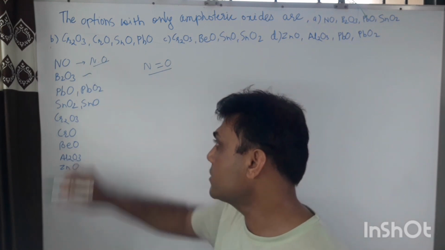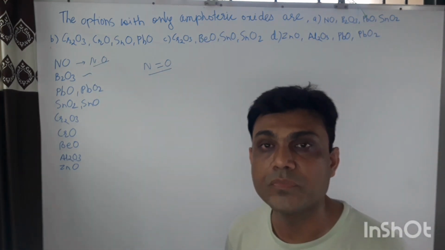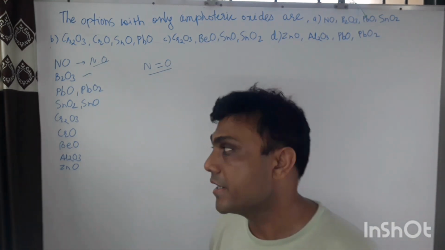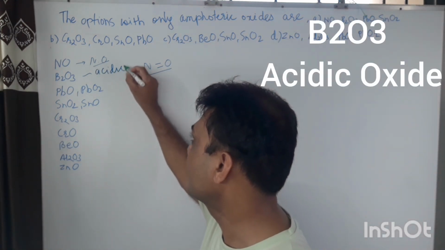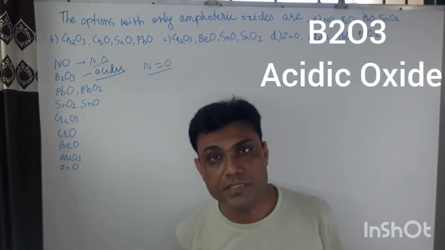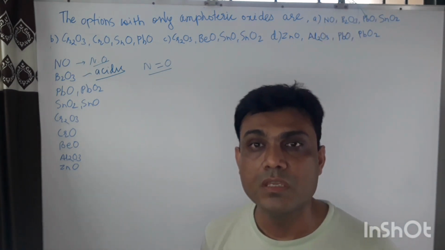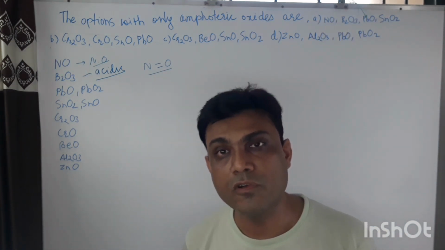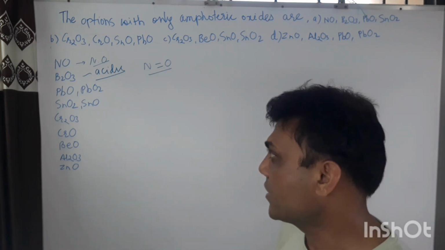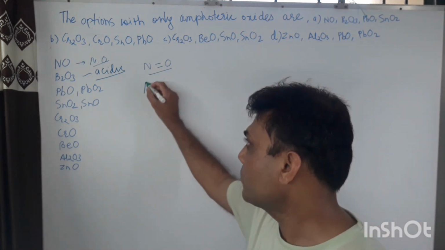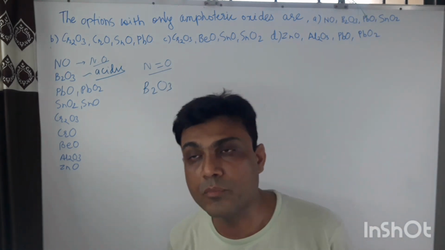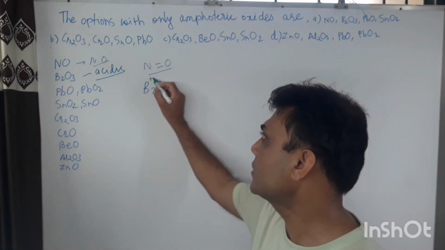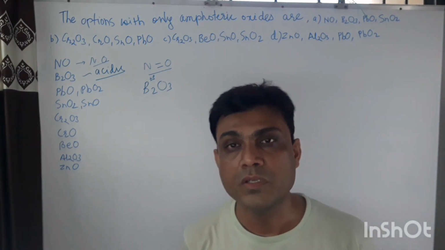Next oxide is boron trioxide. Boron trioxide is acidic in nature. Now why is this acidic in nature? Because there are two reasons for its acidic nature. In boron trioxide, the oxidation state of boron is +3. Here the oxidation state is +3.